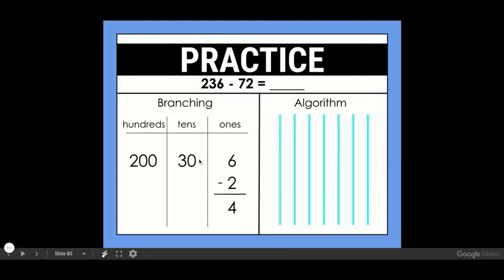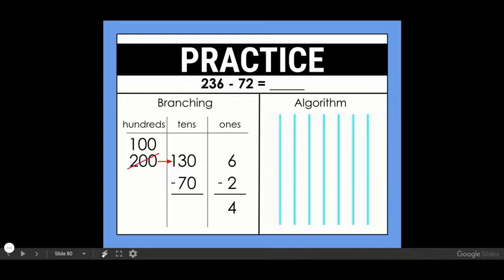So now I have 30 tens and I need to take away 7 tens. Can I do 30 minus 70? I can't. More on the floor, go next door. So let's go borrow from our hundreds. We're going to take away one of these hundreds. So instead of having 2 hundreds, we're only going to have 100. And then I'm going to sneak that 100 right into my tens. So now I have 130 minus 70.